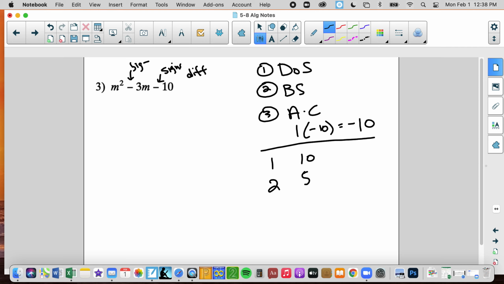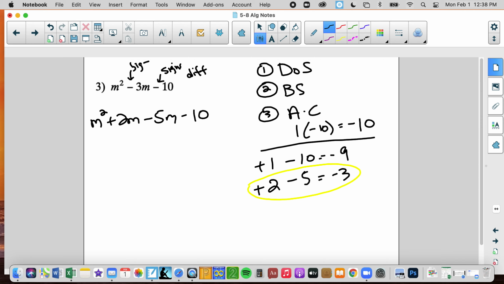So bigger is negative, bigger is negative. That gives me negative 9. This gives me negative 3. This is equal to my middle. So we get m squared plus 2m minus 5m minus 10. Let's group.